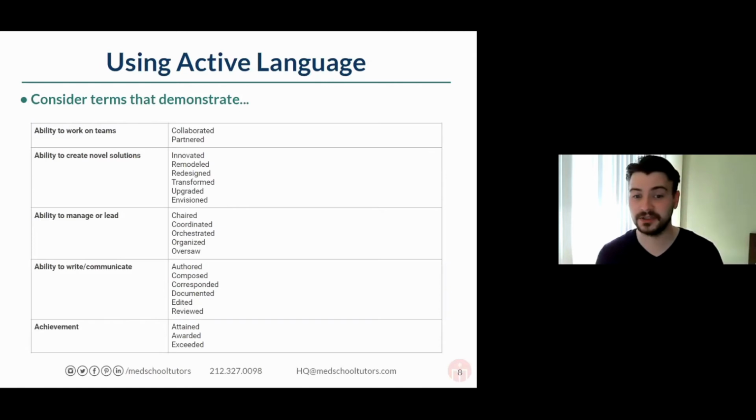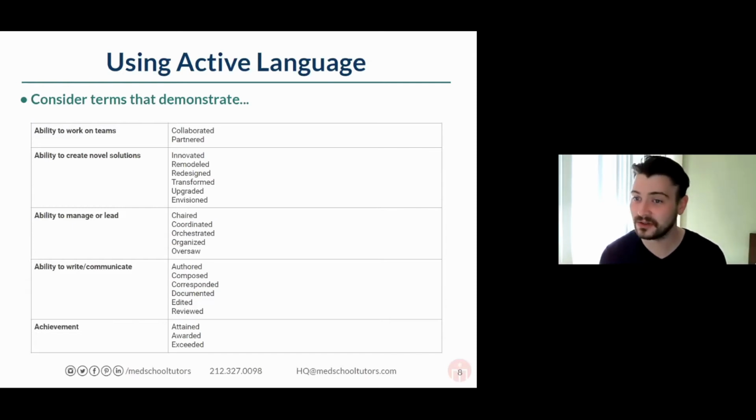What about managing or leading? So things like chaired, particularly if you were the chair of a committee, it's a great verb. Coordinated, orchestrated, organized, oversaw. These are really, really important qualities in physicians who are at the head of large multidisciplinary teams. And so we do look for people who have done things in this space. And again, it doesn't have to be a committee of 100 people.